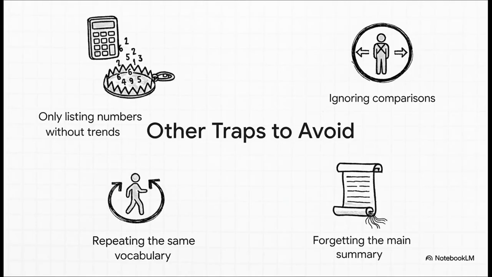And real quick, here are a few other traps you'll want to sidestep. First, don't just list a bunch of numbers without any context. You got to explain the trend. Second, always look for comparisons between things. That's where the real insights are hiding. Also, please try not to use the word increase 10 times in a row. Mix up your vocabulary. And for goodness sake, don't forget that powerful summary at the very end.